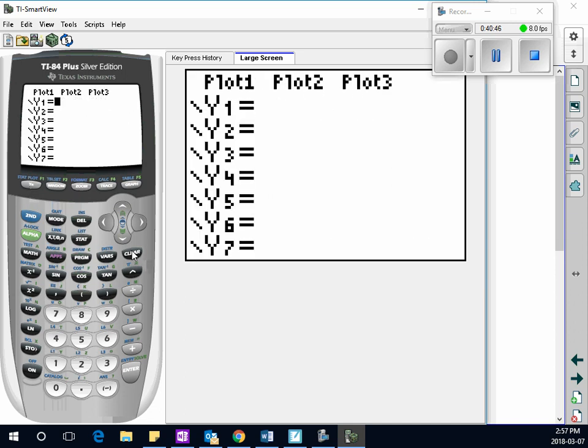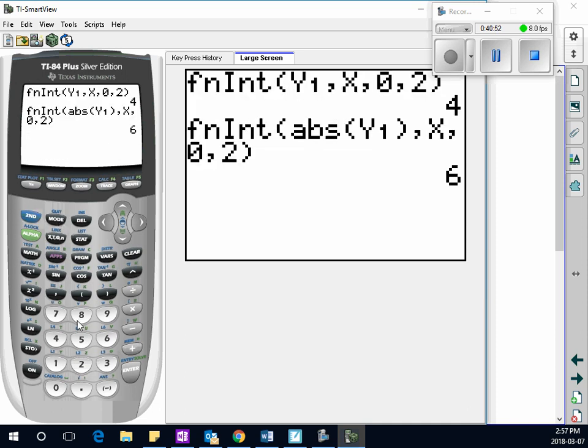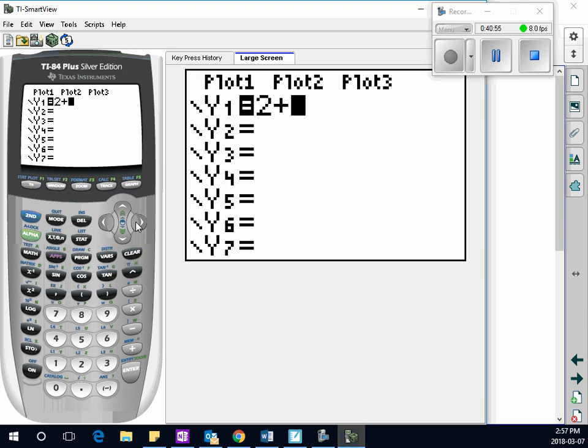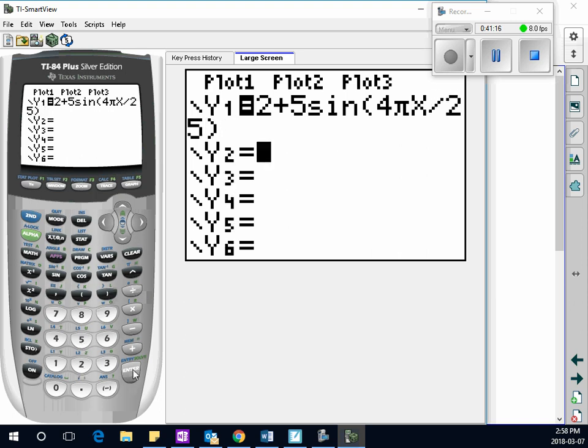So this is 2 plus, make sure your mode is in radians, by the way. 2 plus 5 sine 4 pi t divided by 25. And like I said, at the same time, you might as well punch in y2, which is 15t divided by bracket 1 plus 3t.